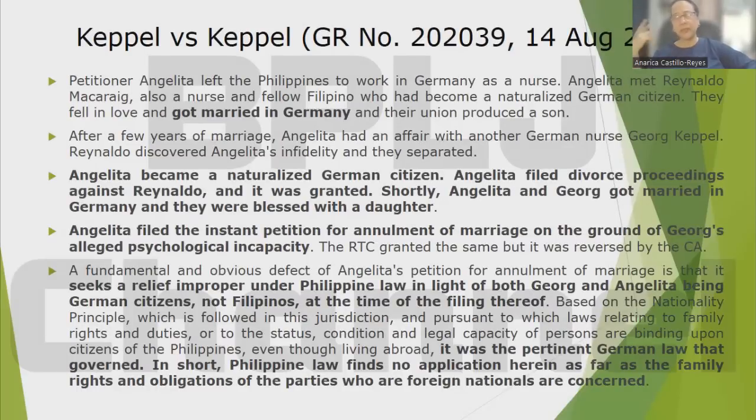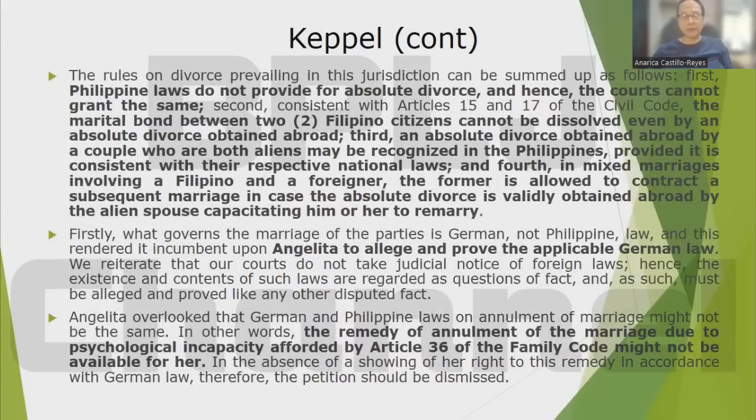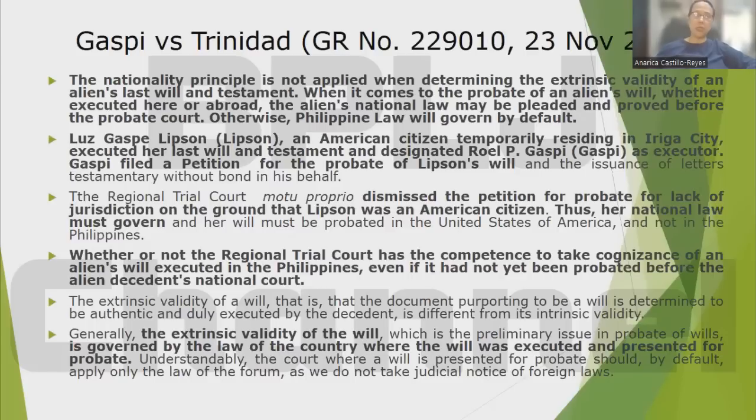Now, the Supreme Court said, Angelita, you cannot invoke the Family Code. Why? Because you are a German national now. And being a German national, your national laws are the ones which are applicable to you. Okay? You cannot invoke the Family Code. It was the pertinent German law that governed. Philippine law finds no application as far as the family rights and obligations of the parties who are foreign nationals are concerned. Philippine laws do not provide for absolute divorce and hence the courts cannot grant the same. So the remedy of annulment of marriage due to psychological incapacity afforded by Article 36 is not available to her.